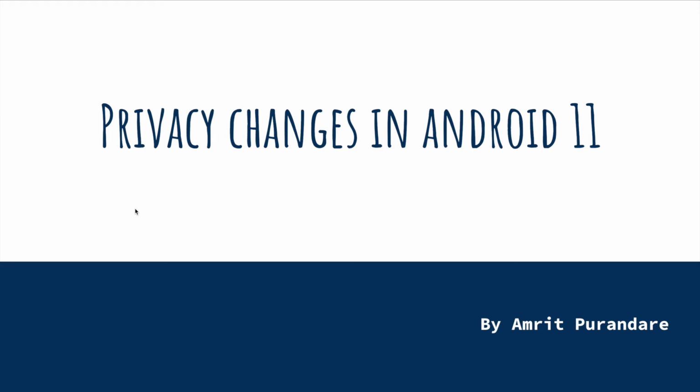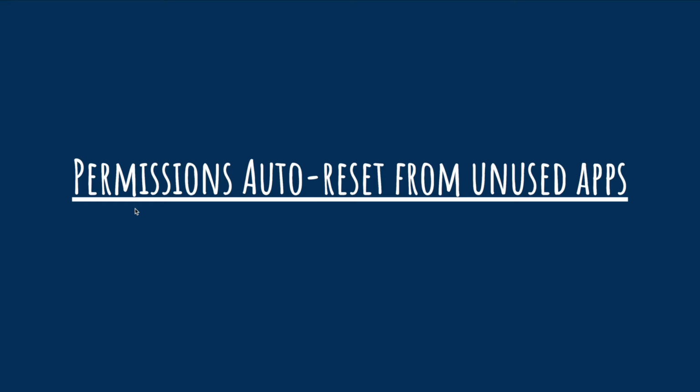In this tutorial, we will understand the new privacy feature in Android 11, that is permission auto reset from unused apps. In the previous tutorial, we learned about the one-time permissions privacy feature in Android 11. If you have not gone through that tutorial, I request you to please go ahead and watch it. I will provide the link in the description. This tutorial is targeted to the privacy feature permission auto reset from unused apps. So let's get started and understand it.